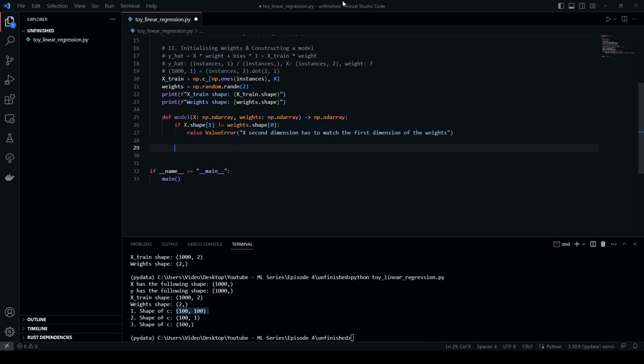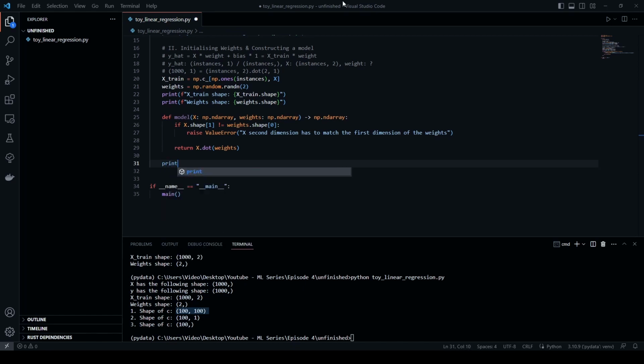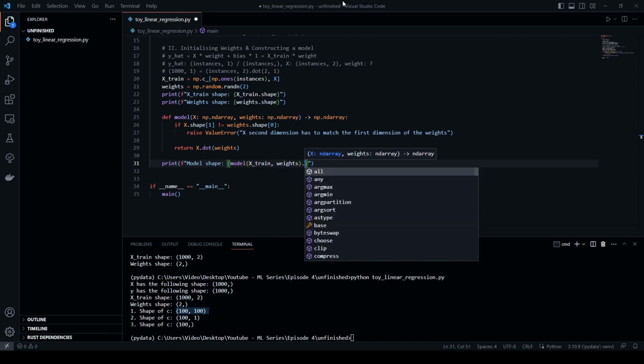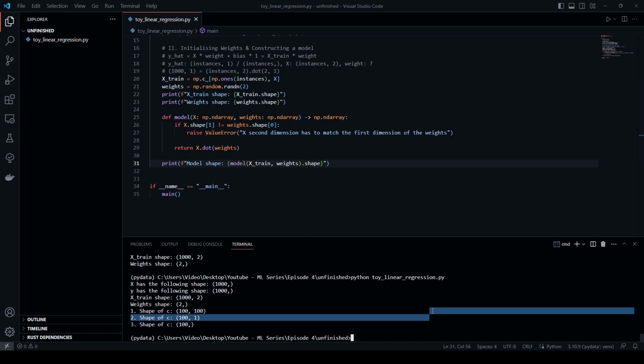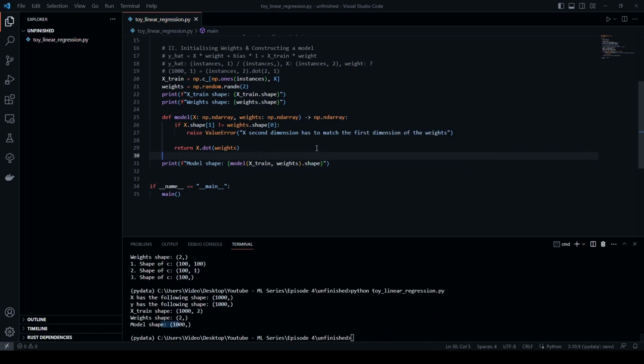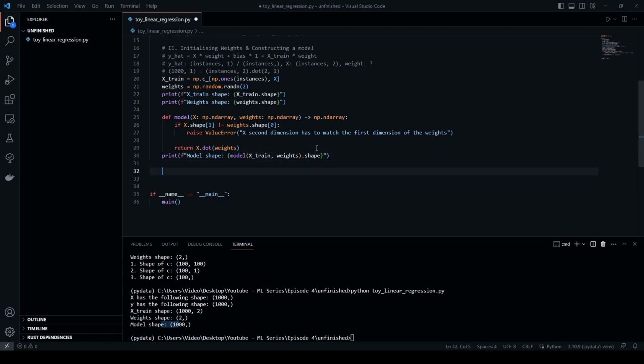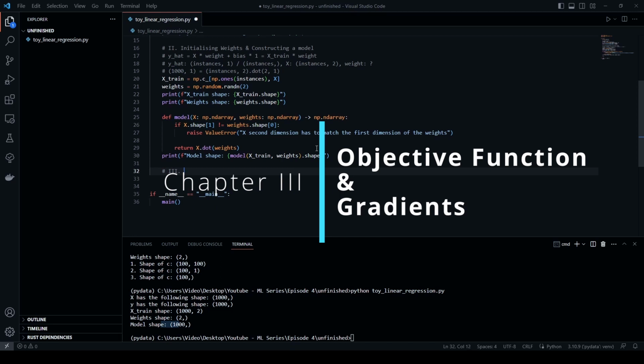The reason is that in principle x is a matrix and weights is a vector, and we know from math that the second dimension of a matrix has to match the first dimension of a vector in order to be able to multiply them with each other. And then we can do x.weights. Okay, so far so good. Let's make a test. What is the model shape? If we simply plug in xtrain and the weights, we can see that the model shape is 1000, which is correct, because our input is 1000 data points, so our model should also output 1000 predictions.